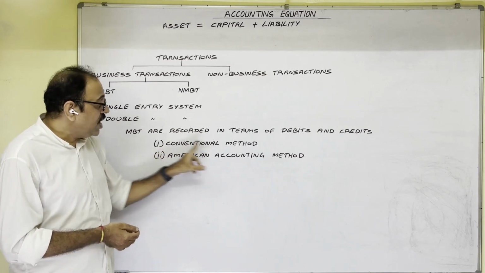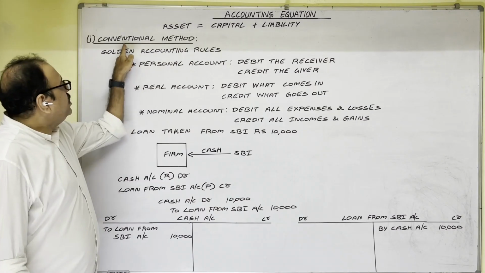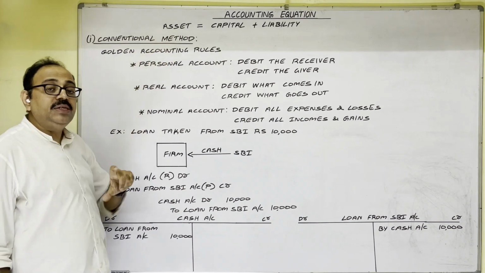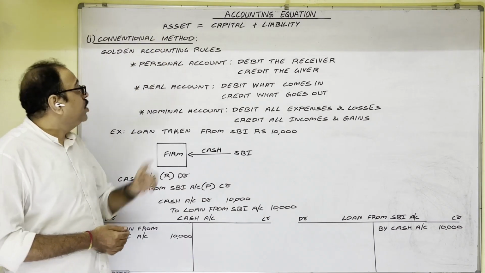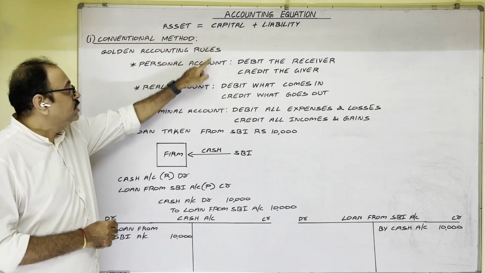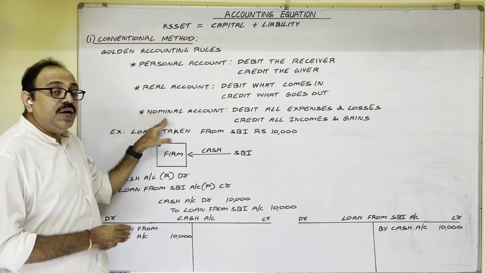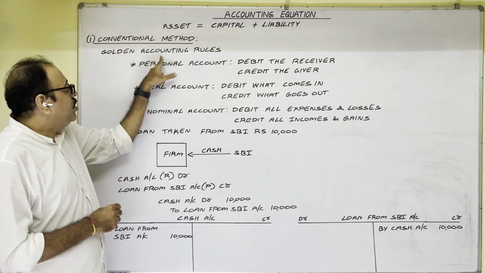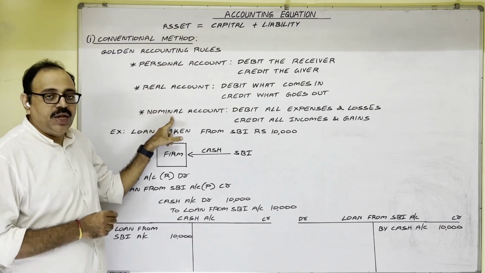So first one, the conventional method, means what? Under this conventional method, debits and credits are recorded by following golden accounting rules. What are golden accounting rules? Accounts are divided into three types: personal accounts, real accounts, and nominal accounts.